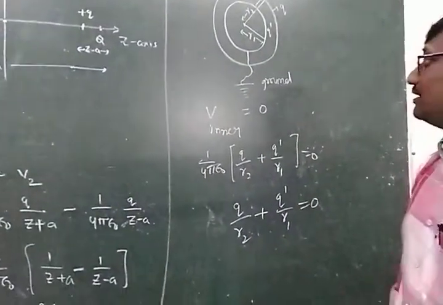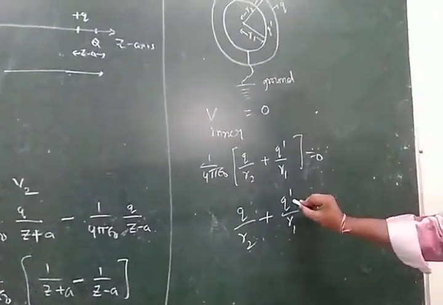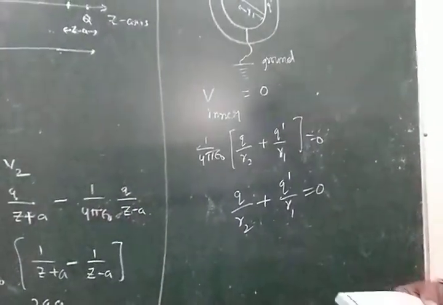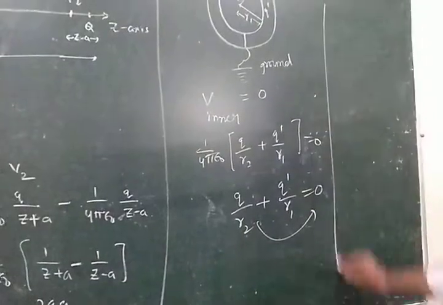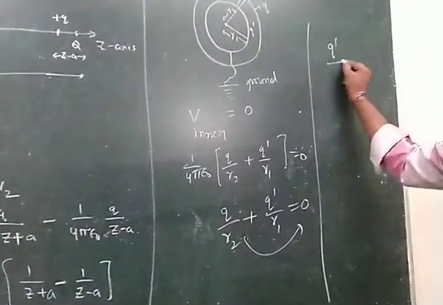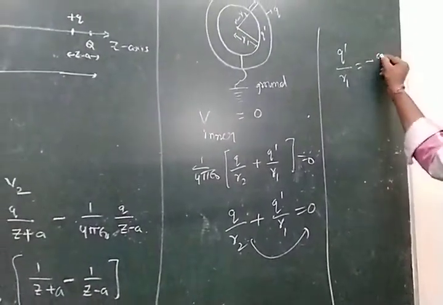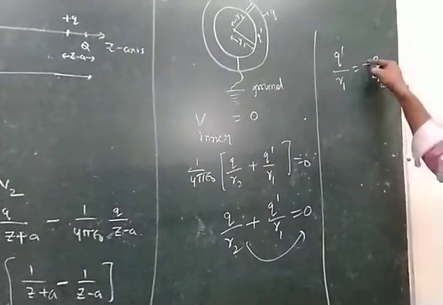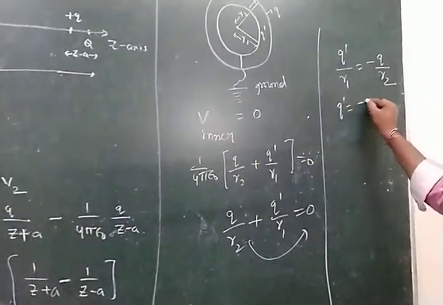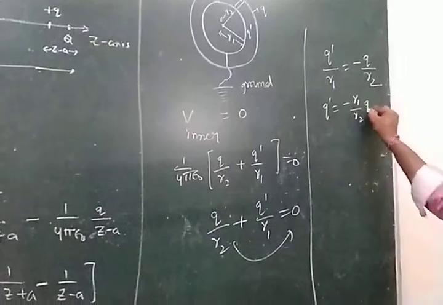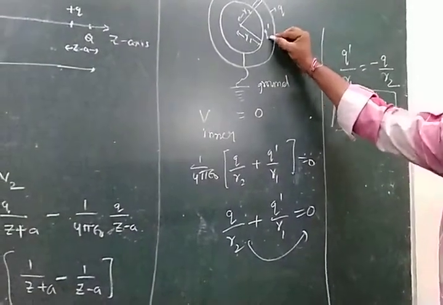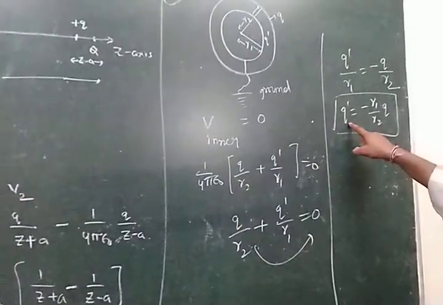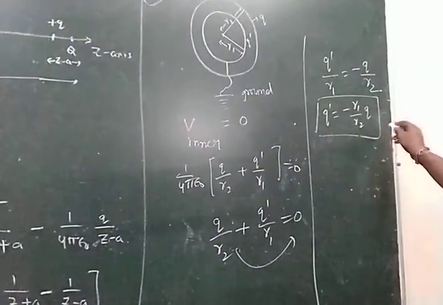Now we can find the inner charge, the Q dash. The remaining term is taken to this side. So we can write Q dash by R1 is equal to minus Q by R2. This R1 is taken to the other side: Q dash is equal to minus R1 by R2 into Q. This is the inner charge of the sphere: Q dash is equal to minus R1 by R2 into Q.